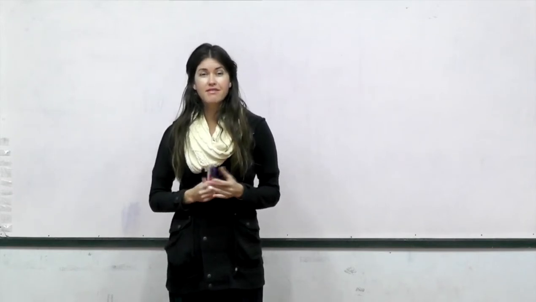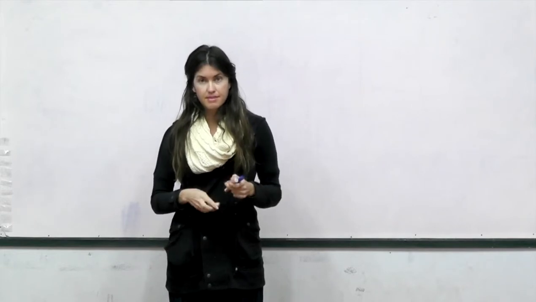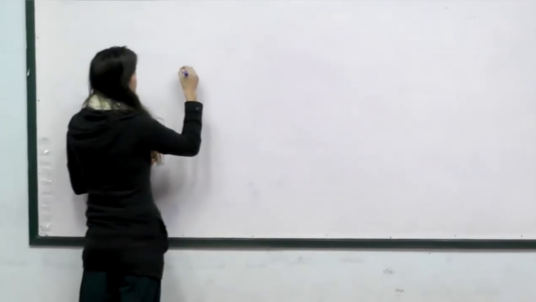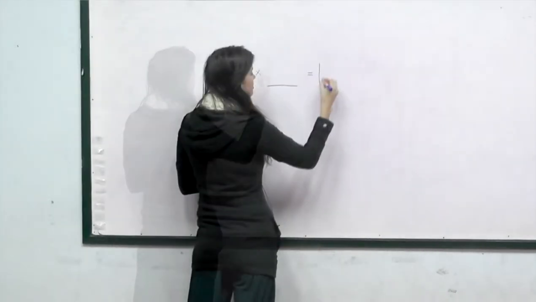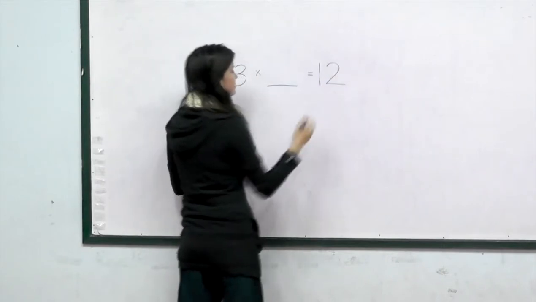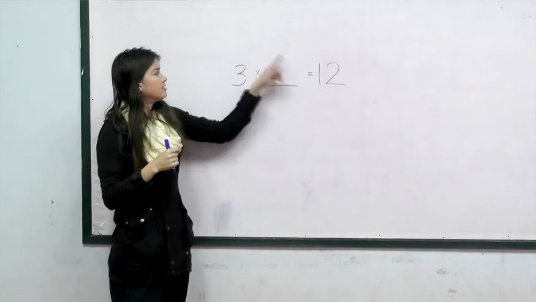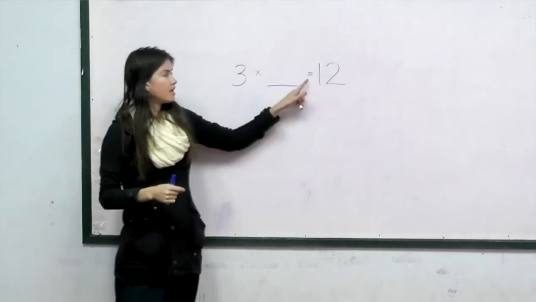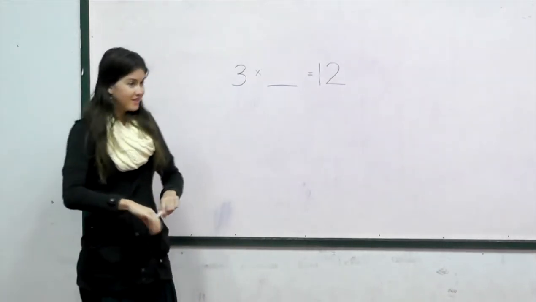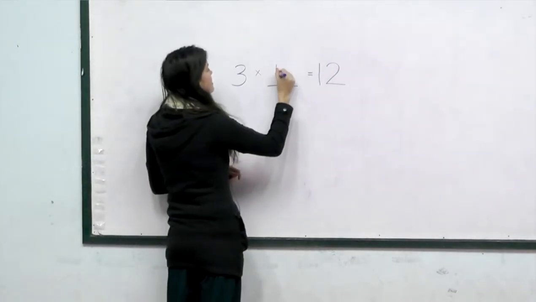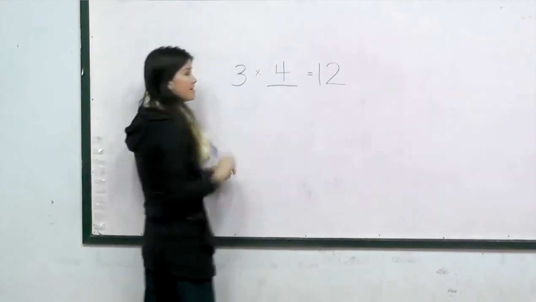So first we're going to do some warm-ups. And we're going to think about a math sentence with some missing information. So we're going to have some equations and our answer. So we need to think, what number times 3 equals 12? 4. All right, very nice, friends. That's correct. 3 times 4 equals 12.